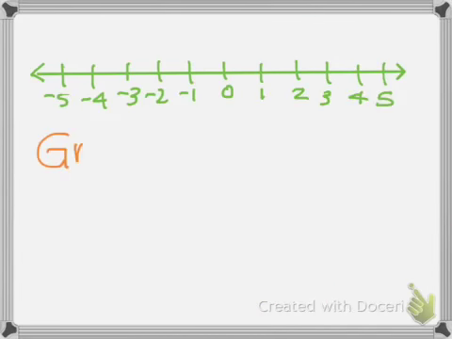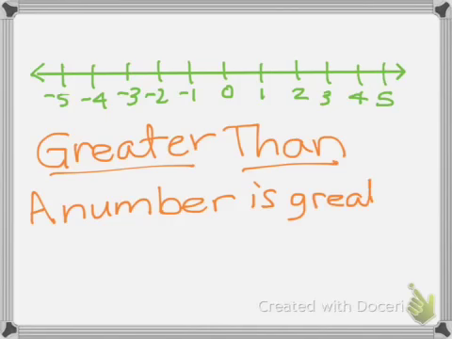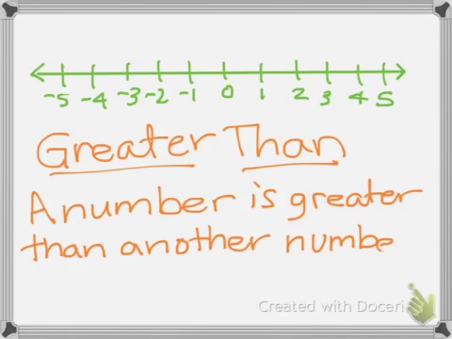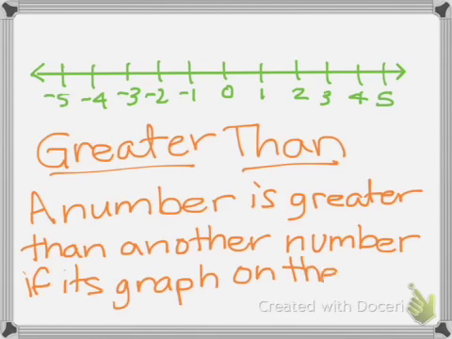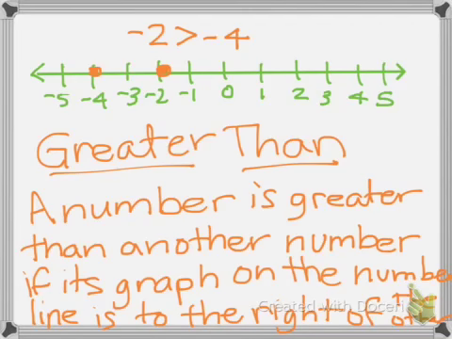Okay, so the first thing that we're going to talk about is the concept of greater than. It's just a review of how you know something is greater than. It's really easy with the positive numbers, but gets confusing with the negative numbers. So a number is greater than another number if its graph on the number line is to the right of the other one. Pretty simple concept. So if you have -4 and -2, the one that's on the right is bigger than the one that's on the left. So -2 is greater than -4.